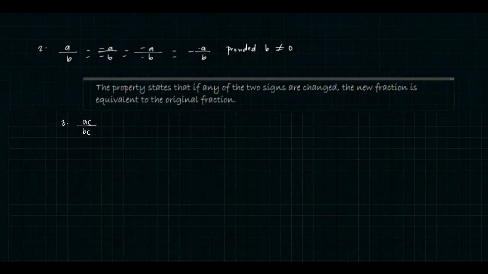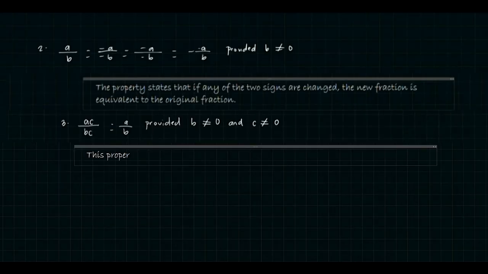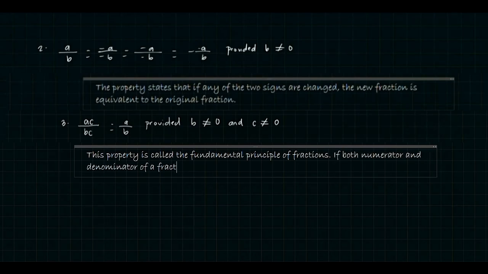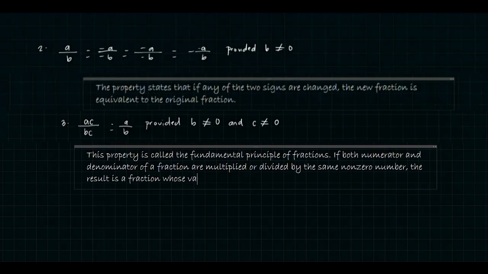A times c over b times c equals a over b, provided b is not equal to 0 and c is not equal to 0. This property is called the fundamental principle of fractions. If both numerator and denominator of a fraction are multiplied or divided by the same non-zero number, the result is a fraction whose value is equal to the original fraction.